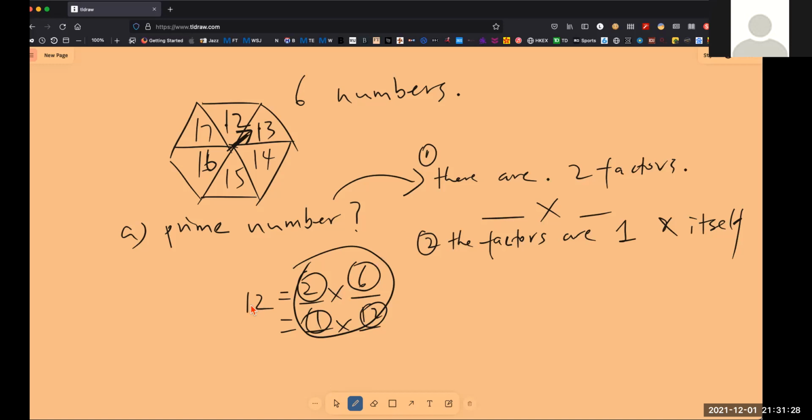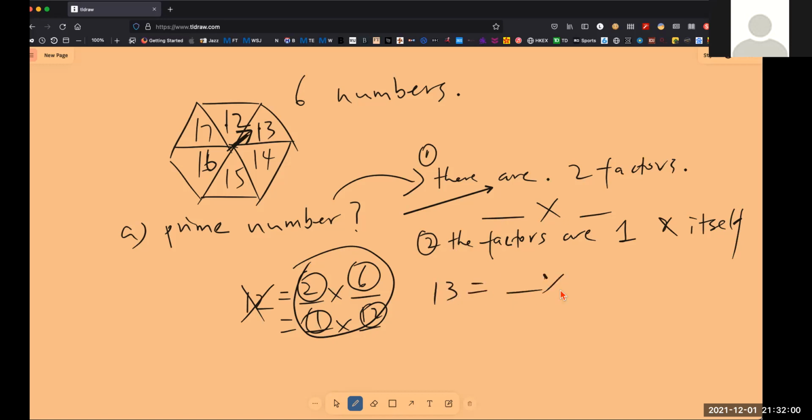So can 12 fit the first requirement? No. Why? Because the first requirement is there are 2 factors, and you have 4 factors for 12. So that means 12 is not a prime number. Cross out, because it's more than 2 already. Okay. So test 13. That's how you test for prime numbers.